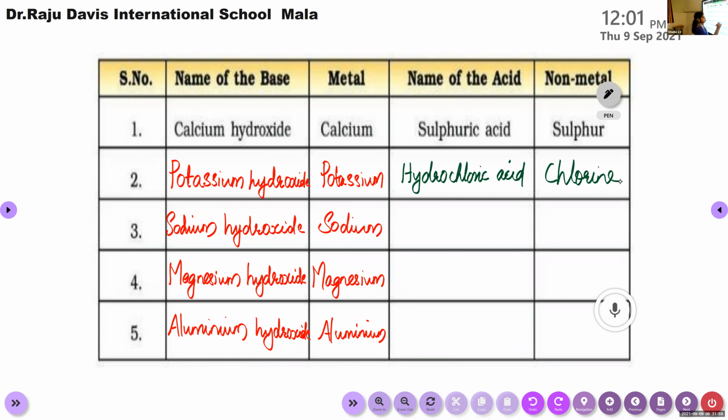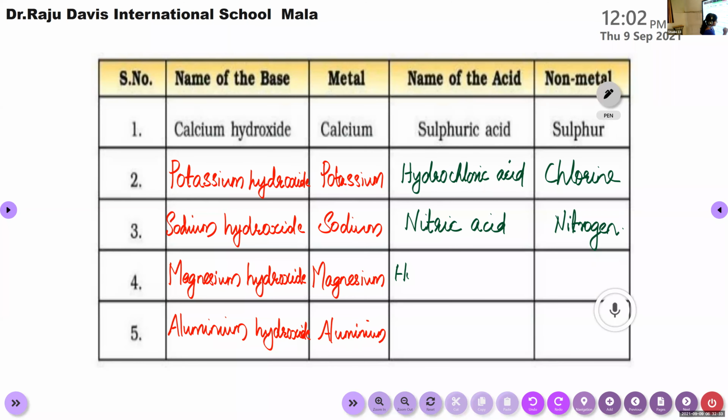Then Carlin, can you tell me which non-metal is present in nitric acid? Nitrogen. Very good. It's nitrogen. Ma'am, is it nitric acid or nitric acid? Nitric acid. Okay, ma'am. Then I will write the name of another one.